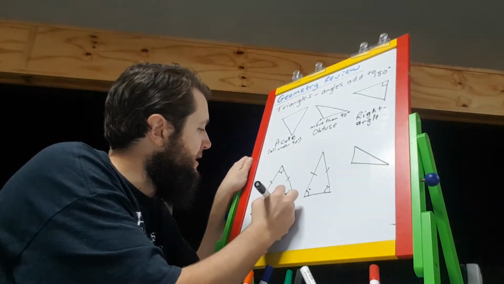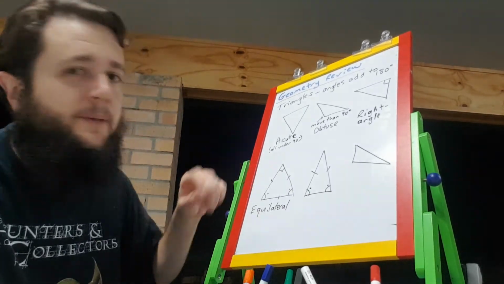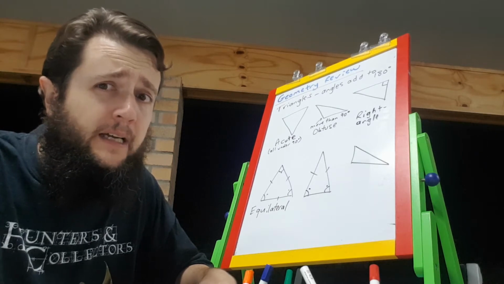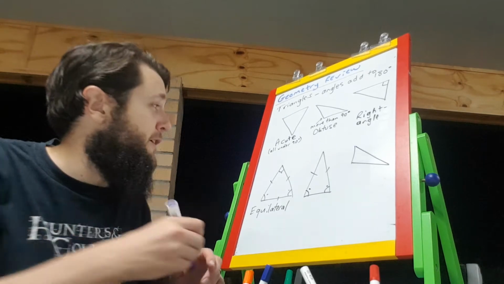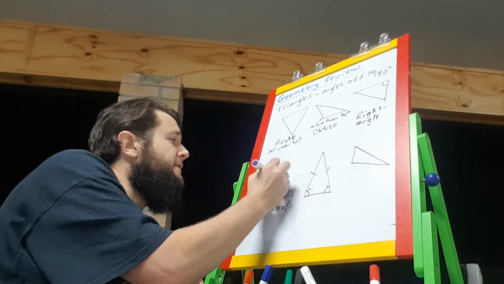I just was checking the spelling there. So that's an equilateral triangle. You should also be able to tell me what each of those angles are. If those three angles have to be the same, what's each angle? It's just going to be 180 divided by 3. You should recognize that all those angles have to be 60 degrees.